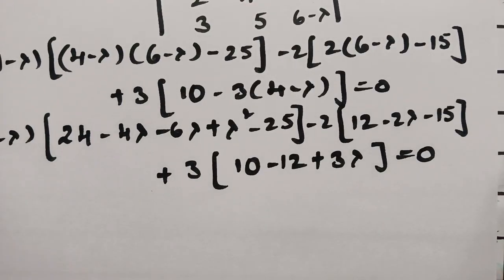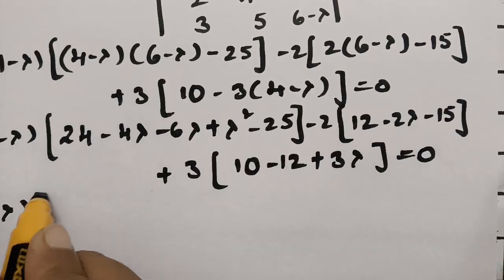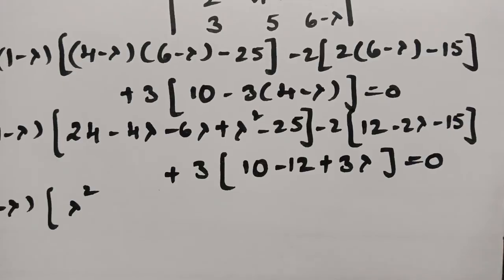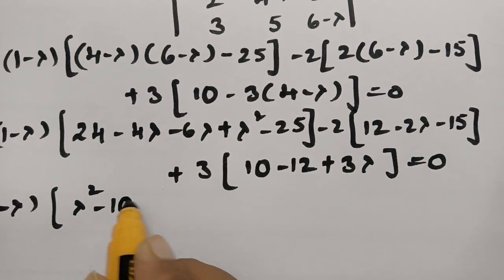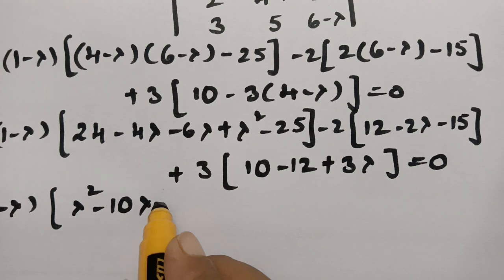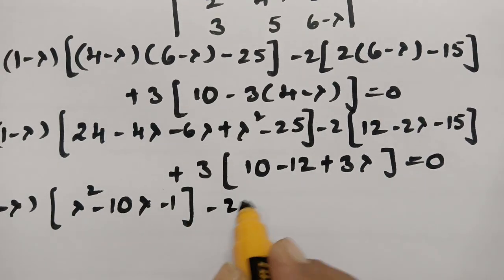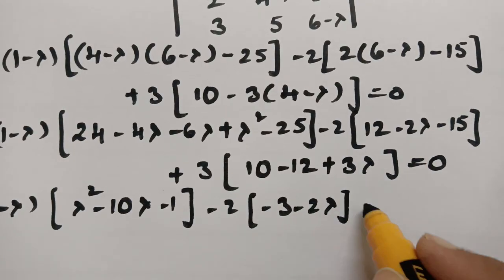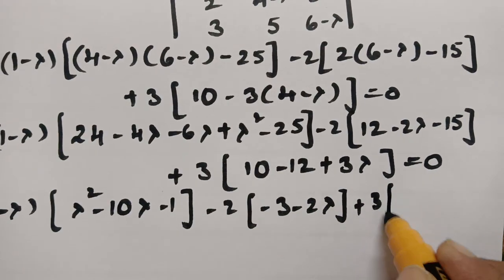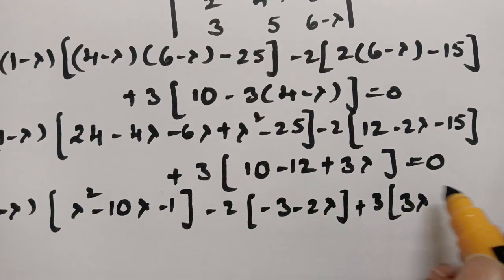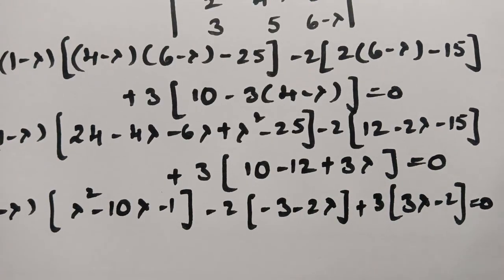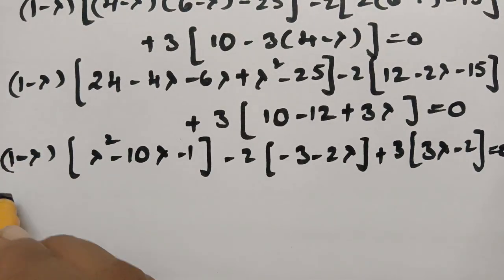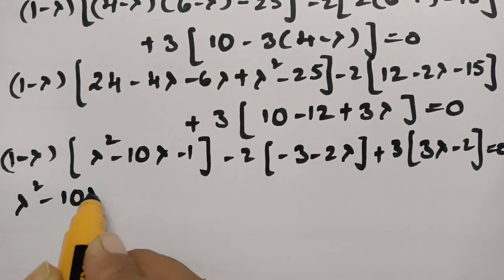Clear? So here this will be (1 minus lambda) times of lambda square, minus 4 minus 6, the value here is minus 10 lambda, and this value is minus 1. And see, this is minus 2 times of, so here this is minus 3 minus 2 lambda, plus 3 times of, this will be 3 lambda, this value is minus 2, is equal to 0.